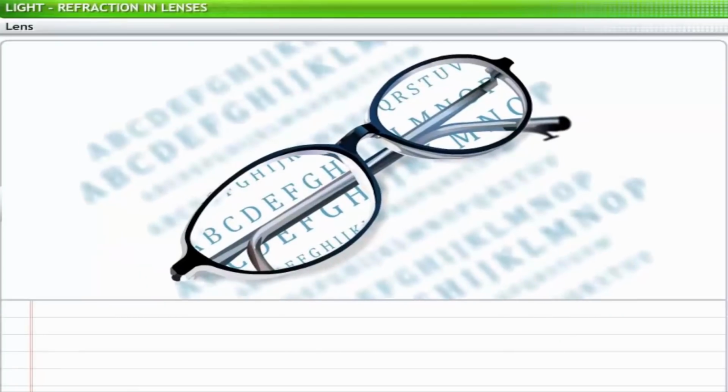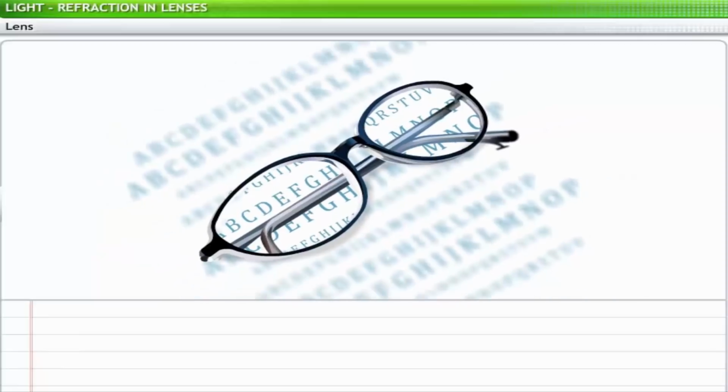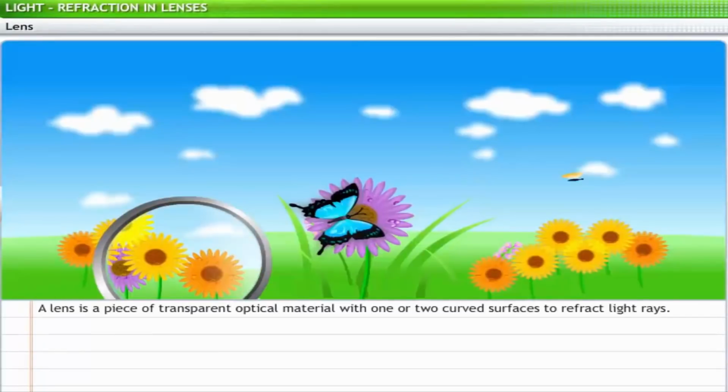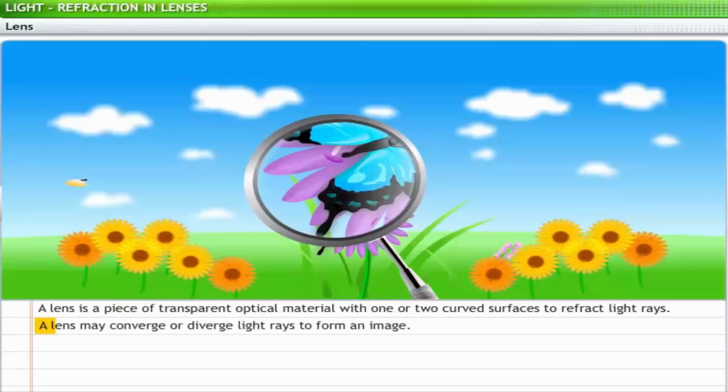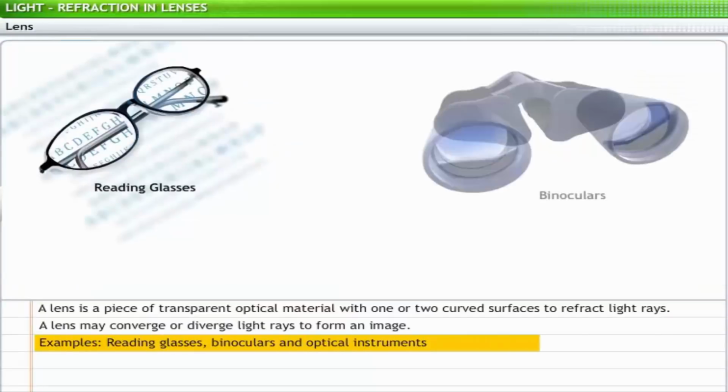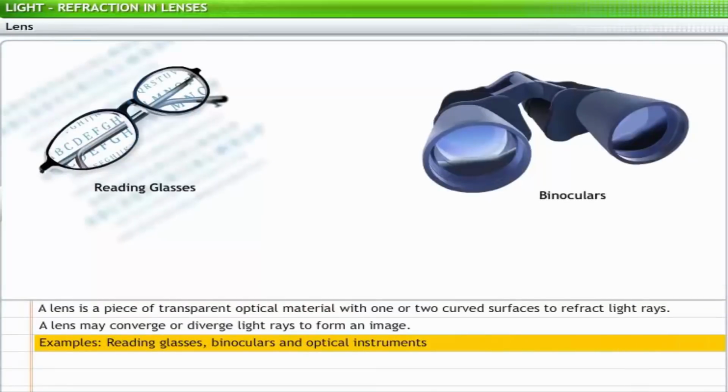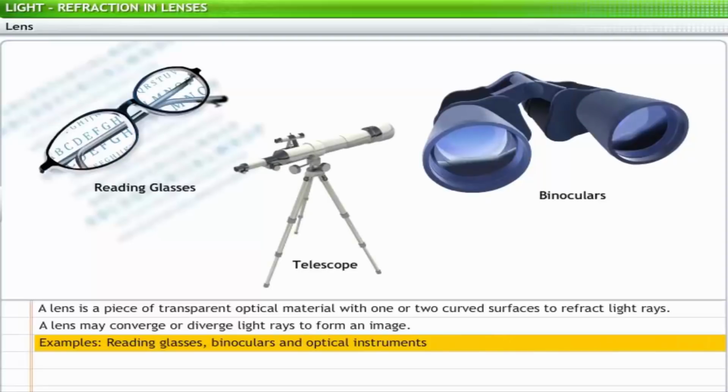Spectacles use lenses to form clear and sharp images. A lens is defined as a piece of transparent optical material with one or two curved surfaces to refract light rays. A lens may converge or diverge light rays to form an image. Reading glasses, binoculars, and optical instruments, such as telescopes, use lenses to enhance images of objects.